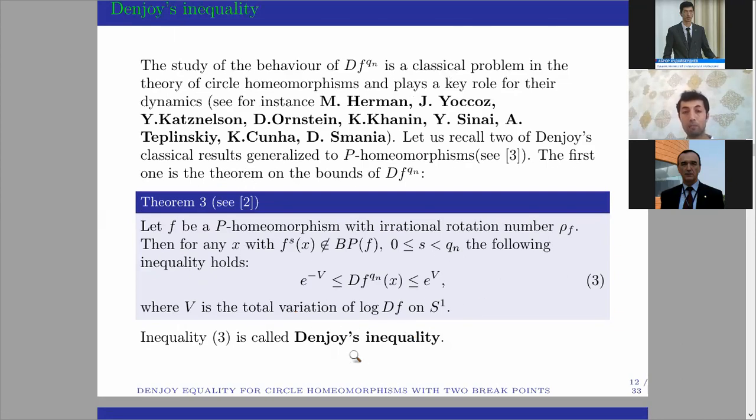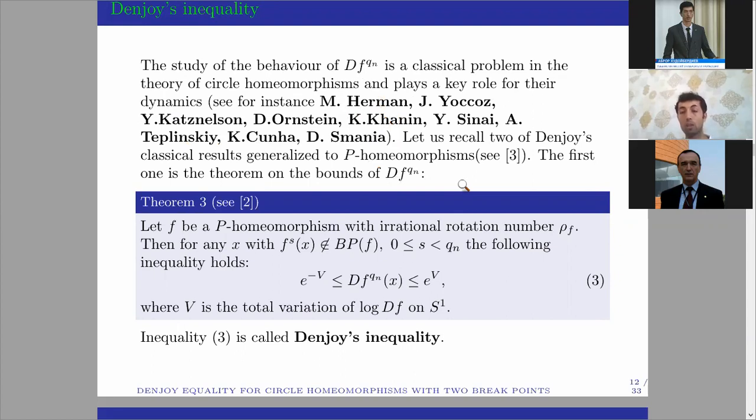Now, let me introduce our main object, the Denjoy inequality. The study of the behavior of the derivative of D f^{q_n} is a classical problem in the theory of circle homeomorphisms, which plays a key role for their dynamics. These authors also studied the behavior of the derivative of D f^{q_n}.